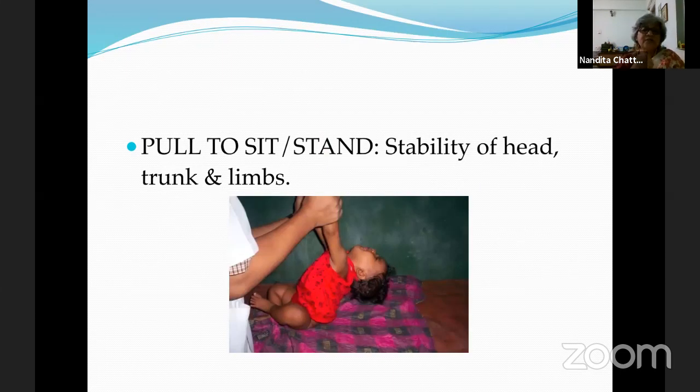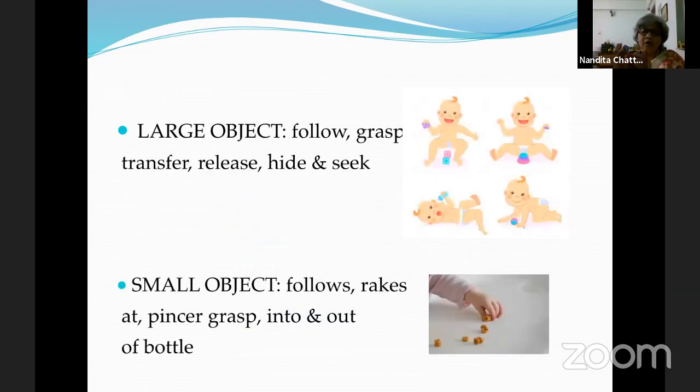Just to remind you, I've put the same picture here. That will tell me about the stability of the head, the stability of the trunk, the mobility of the trunk and limbs. Then, next slide, I will offer some large objects. What can a baby do with a large object? Follow, grasp, transfer hand to hand, release, and then play hide and seek. All of these I can test depending on the age and depending on what I'm expecting.